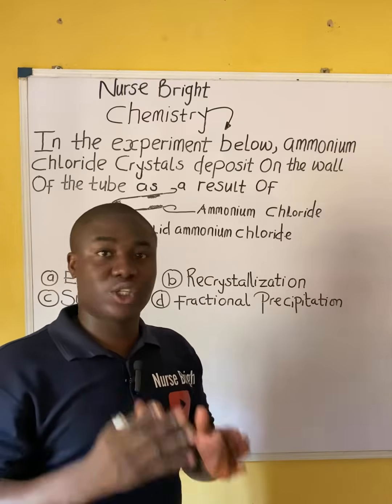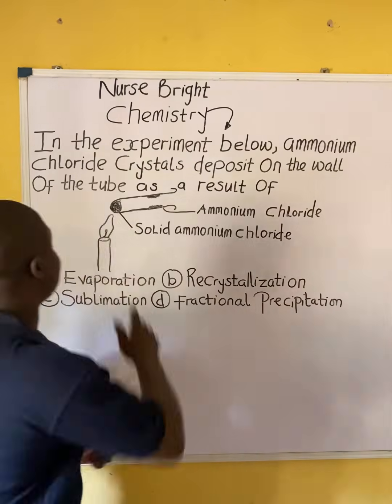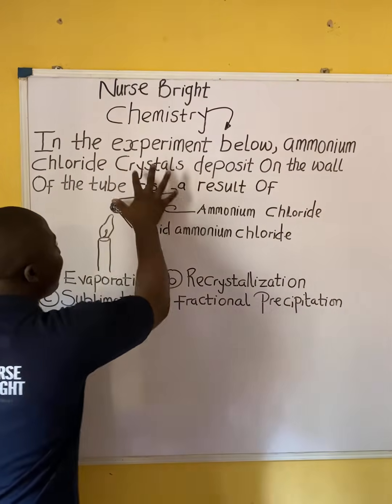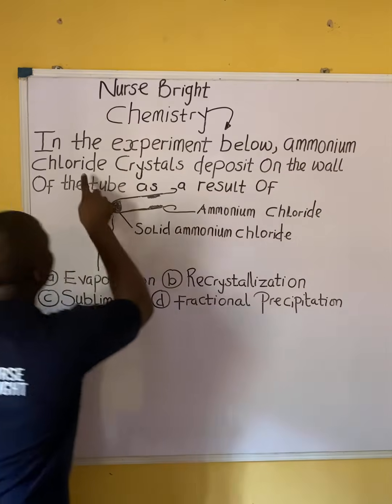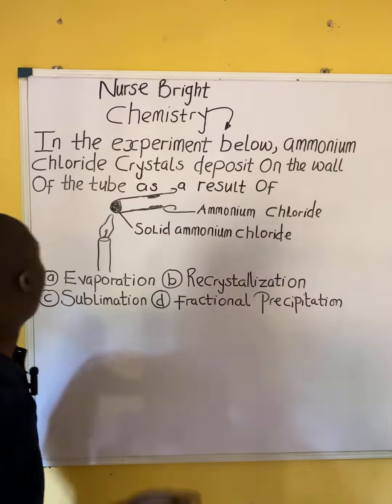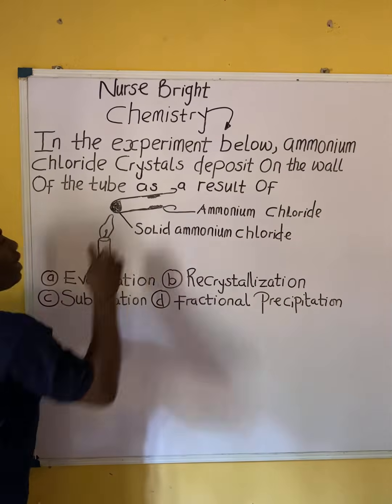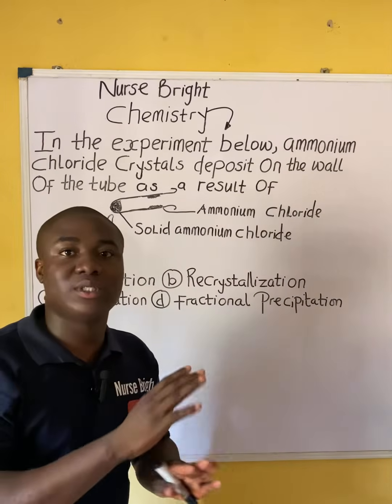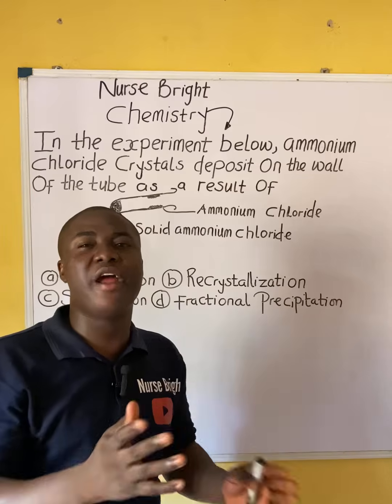Let's solve this chemistry question together. It says, in the experiment below, ammonium chloride crystals deposit on the wall of the tube as a result of... Now, this question is extremely easy.